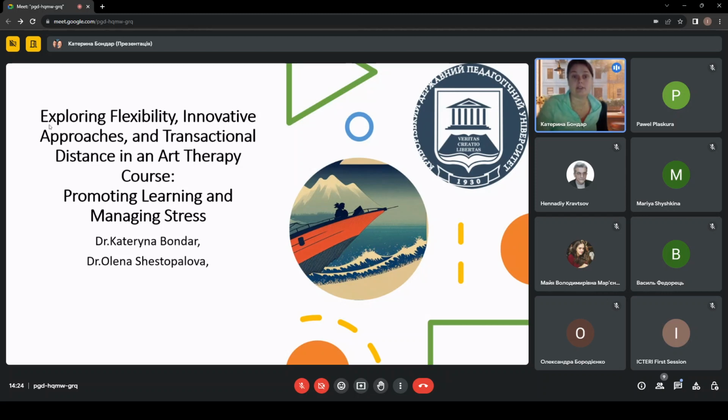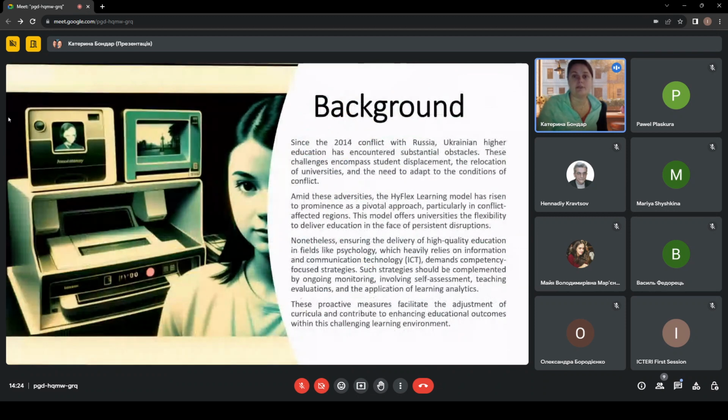In HyFlex learning in wartime conditions for our Ukrainian students. If we speak about our background, just briefly, I need to explain that we have some special issues for our students, such as students who are displaced, or the relocation of universities since 2014. And the HyFlex learning model has become popular for many universities in Ukraine nowadays.